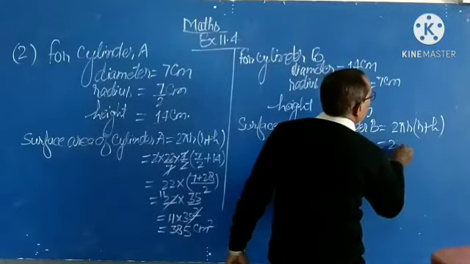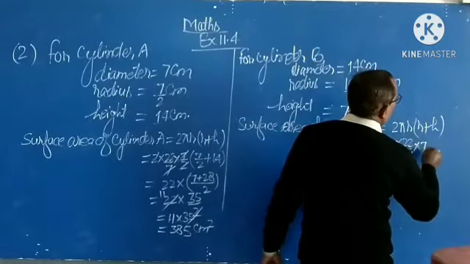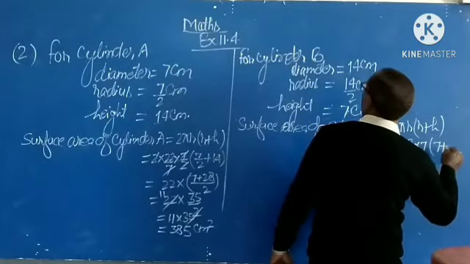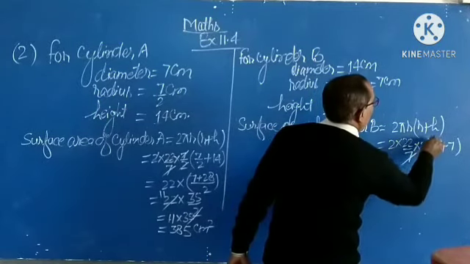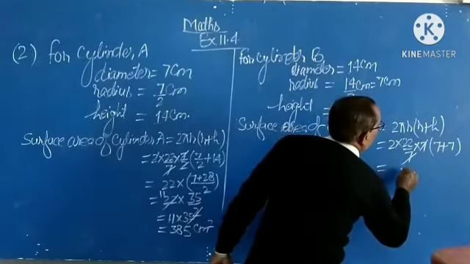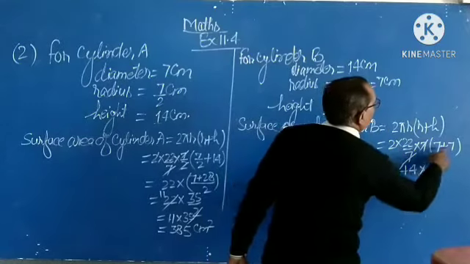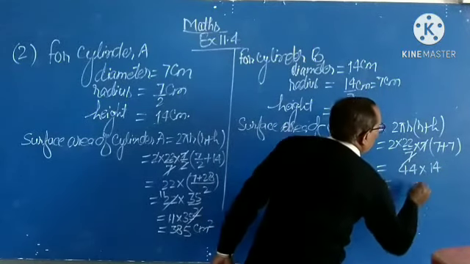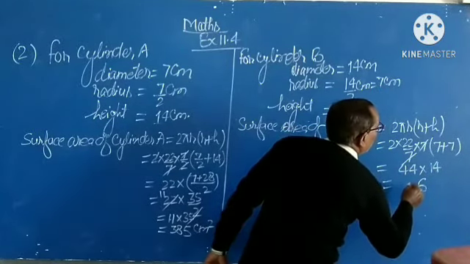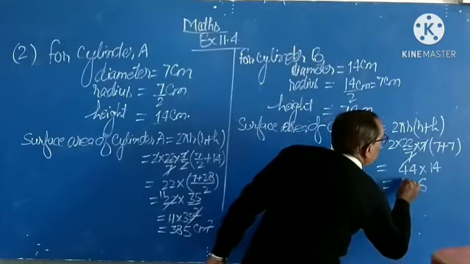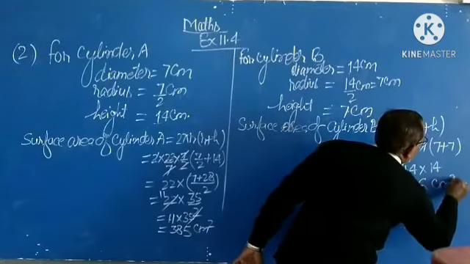You get 2 into 22 by 7 into r is 7 in the bracket 7 plus 7. You get 7 is cancelled by 14, you get 2 into 22, 44 into 14. 7 plus 7, 14. You multiply 14 4s are 56, and 4, 56 and 5, 61, 616 centimeter square.